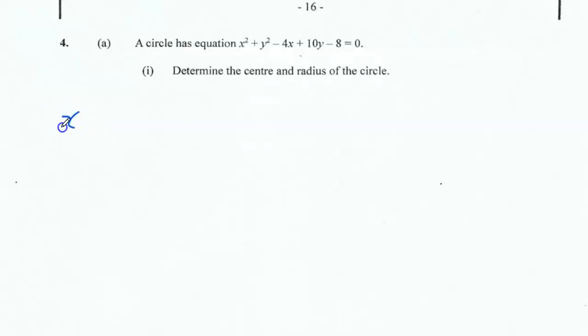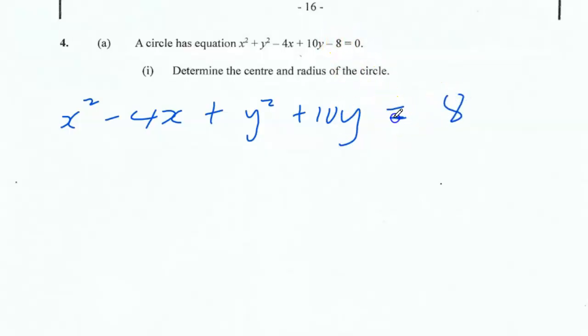So let's group the x. We have x squared, we have minus 4x. We have y squared, positive 10y. This minus 8, we can take it over to the right hand side. So let's complete the square now for the x terms.